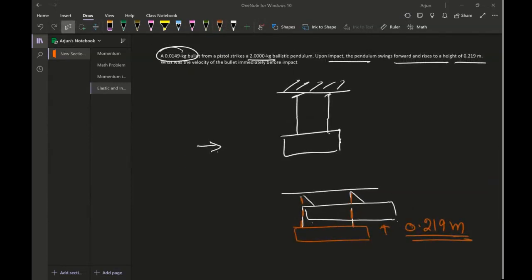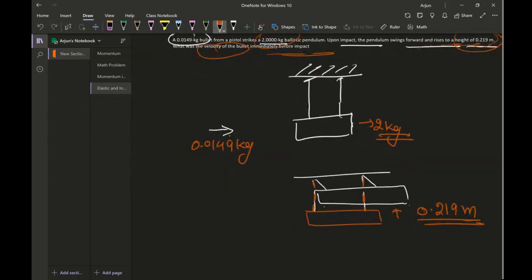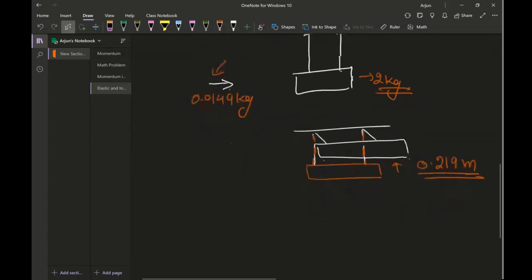The mass of the bullet is 0.0149 kg, and then it strikes the 2 kg ballistic pendulum. This is 2 kg, which is given to me, the pendulum mass. And it rises to this height. What is the velocity before its impact? We wanted to find the velocity of the bullet before impact, or before collision, we can call it.